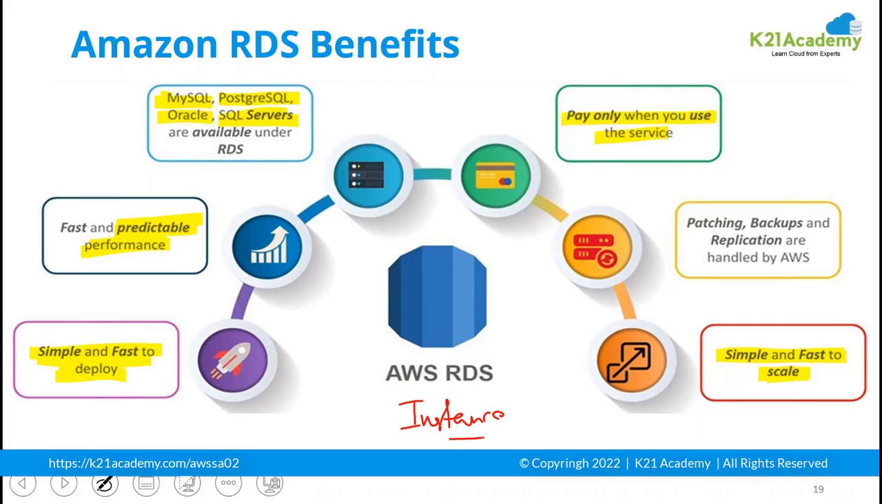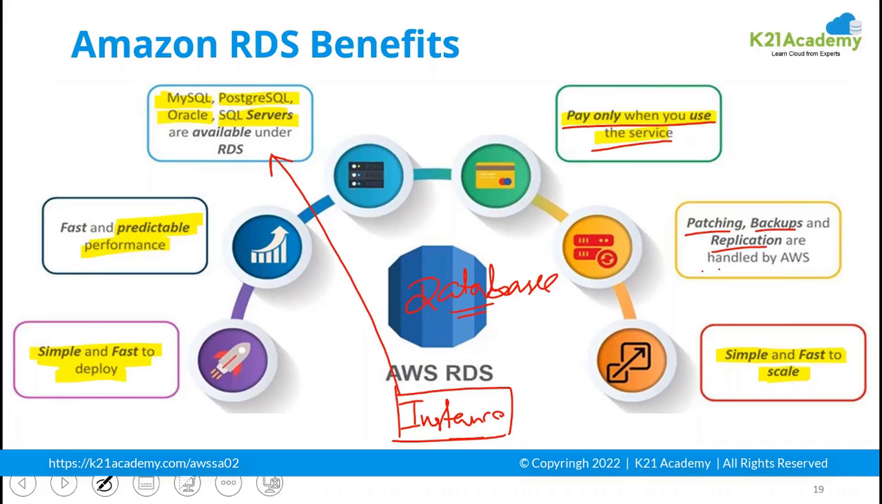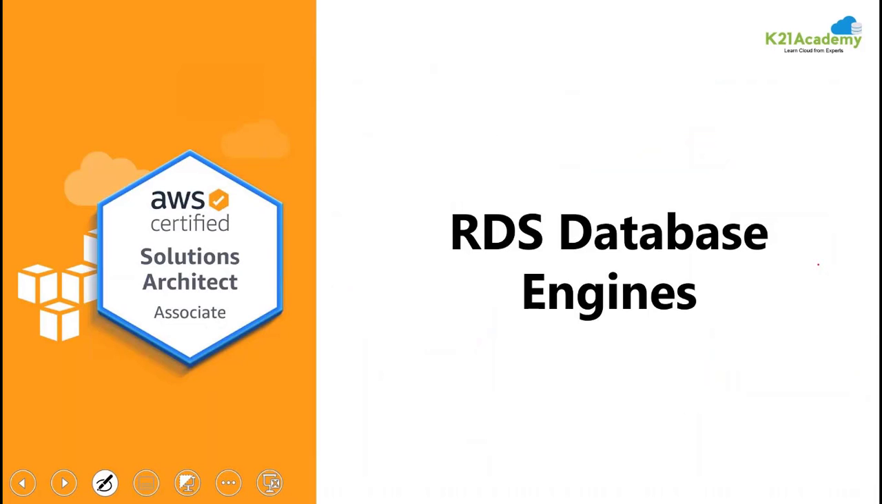On this instance, Amazon will install the engine that you select, but you won't have access to this instance. You will only have access to the database that is created. And whenever you are using this particular database, that is the time when you will be paying for the services. Patching, backup, replication, everything is handled by Amazon when you are using the RDS service.